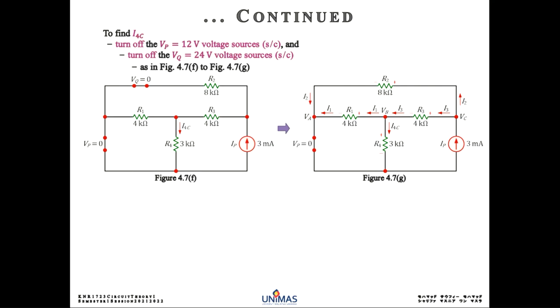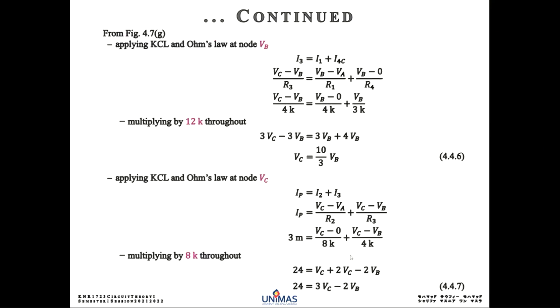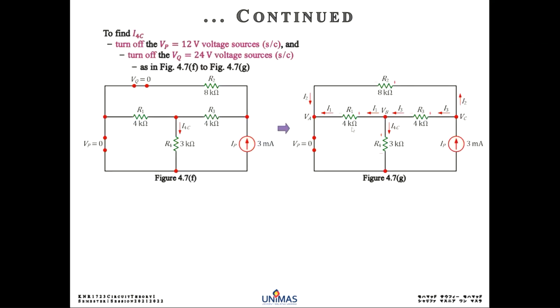You can use series parallel, you must use KVL, KCL, you must use mesh analysis or nodal analysis. In this case, you use nodal analysis. So what it says is, okay, KCL and Ohm's law at VB. So at VB here, what is it? VB is equal to I3 is equal to I1 plus I4C.